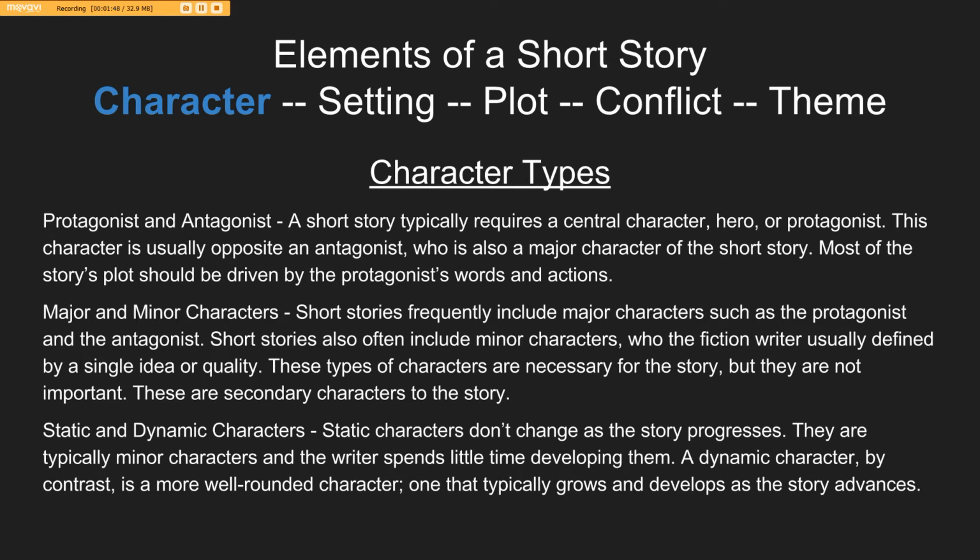Static characters don't change as the story progresses. They are typically minor characters, and the writer spends little time developing them. A dynamic character, by contrast, is a more well-rounded character, one that typically grows and develops as the story advances.